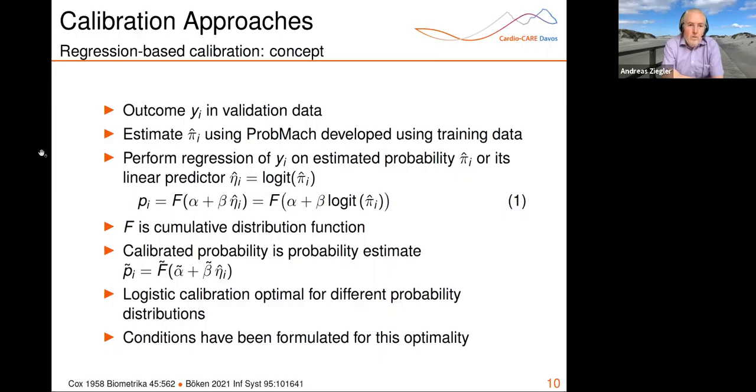And what is important if you do it with a logistic regression with one intercept and one slope as given in equation 1 is that this logistic calibration can be shown to be optimal for different probability distributions. And even the conditions for this optimality have been formulated. And you can find this in a very nice paper, which was published this February by Böken.